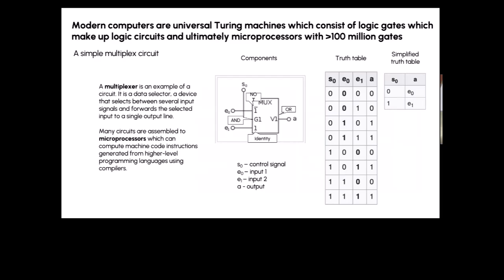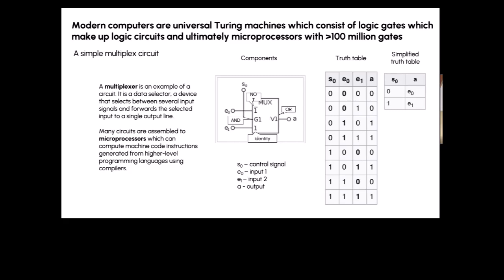And basically, it's a data selector that selects between several input signals and forwards the selected input into a single output line. So if the control signal is set to 0, you see the output here will only be E0, but if it's set to 1, the output will only be E1, right? So it basically suppresses, based on the control signal, one of the input channels and only puts forward the other channel. So it's a way of basically selecting which channel should move on.